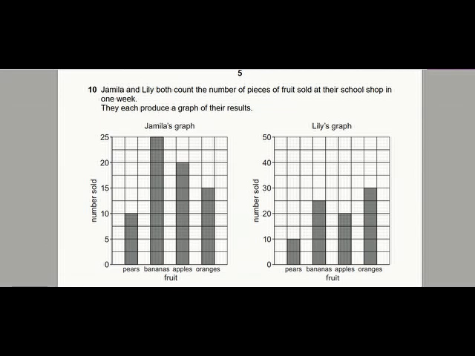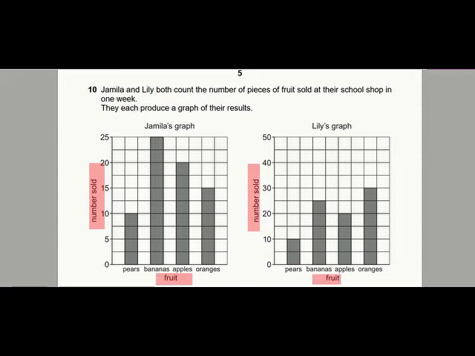Jamila and Lily both count the number of pieces of fruit sold at their school shop in 1 week. They each produce a graph of their results. Now, I am going to go straight with the explanation, and I am not going to give you the chance to realize about it, because this is time on TV, you know, it's very expensive. So anyway, now this is number sold versus fruit.